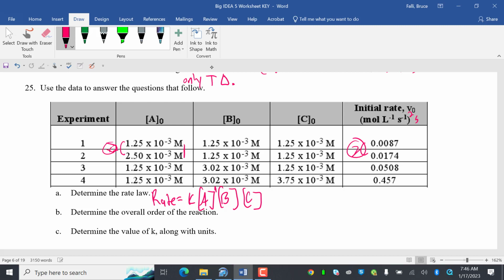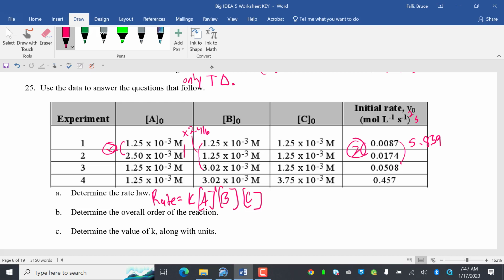I'm looking for one where B changes, but everything else stays the same. That would be 1 to 3. Okay. So on 1 to 3, let's see here, 3.02 E negative 3 divided by 1.25 E negative 3 is 2.416. This is times 2.416. And my rate change here is going to be 0.0508 divided by 0.0087. And that's going to be 5.839. Wow.